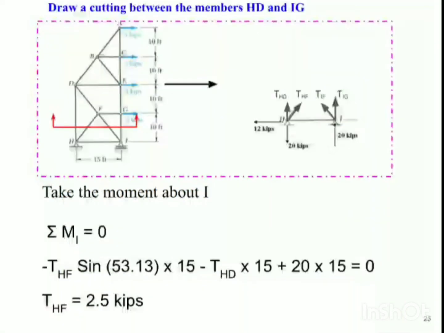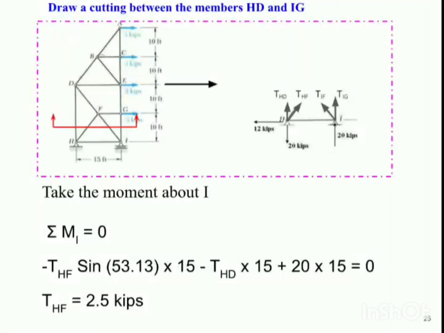For finding out the unknown member force HF, we are drawing a cutting section between the members HD and IG, and considering the bottom portion below the section line, we have drawn the free body diagram, and we can observe that TIF and TIG are passing through point I, and we are required to calculate the unknown member force THF. So instead of using the two equations summation Fx and summation Fy, we will directly use summation of moment about point I.